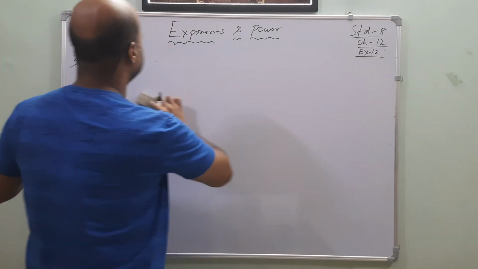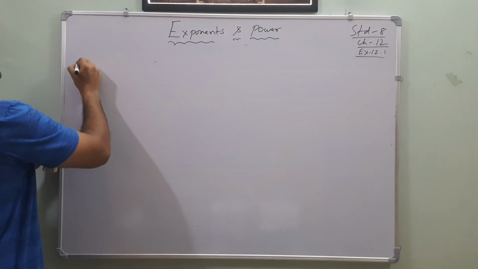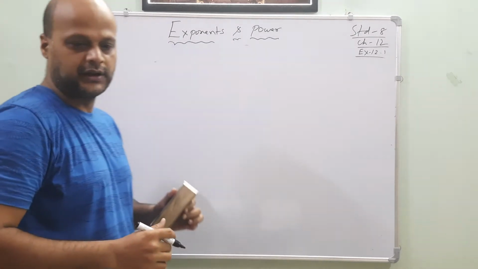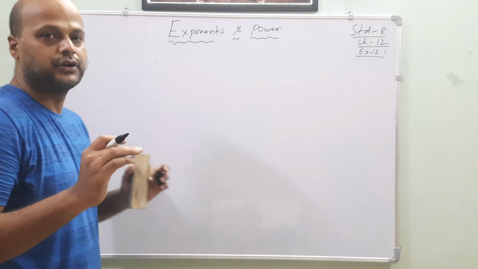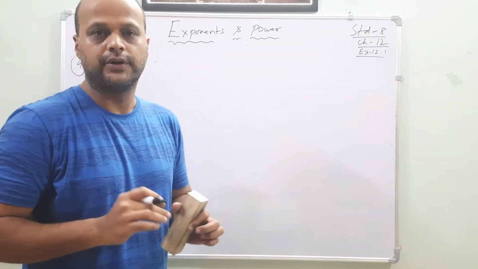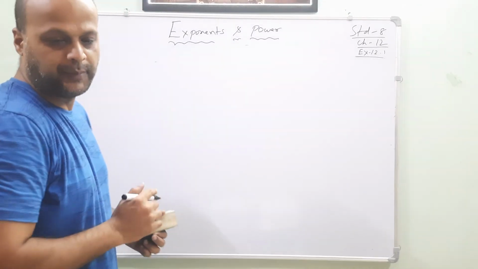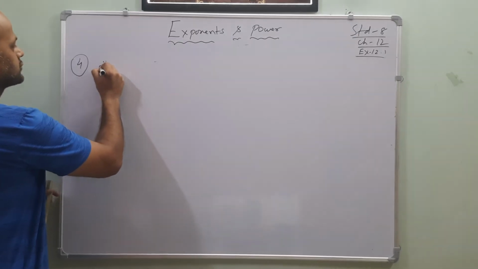What is the fourth question given? The fourth question is saying to evaluate the given expression. I will do the second one, and the first one is for you.